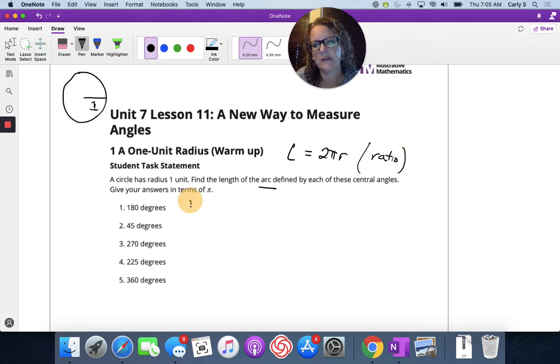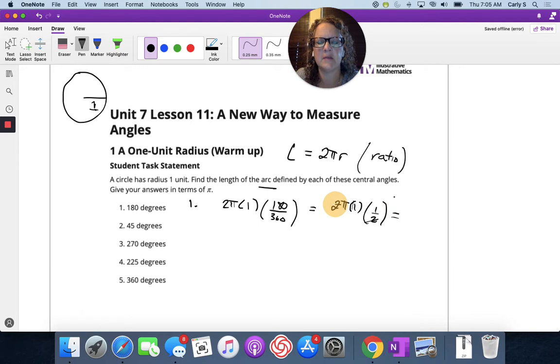So if we go here, for number 1, we have 2 pi r times 180 over 360. Now 180 over 360 is the same as 1/2. So 2 pi r times 1/2, those cancel out, and I'm left with just pi.